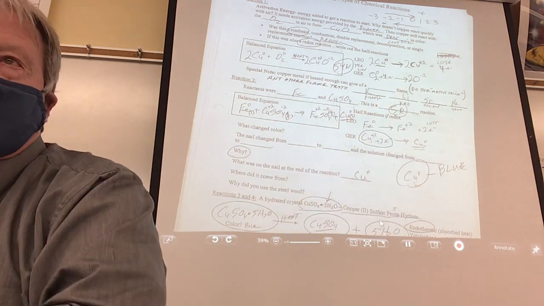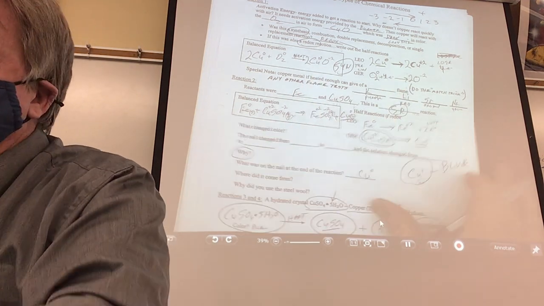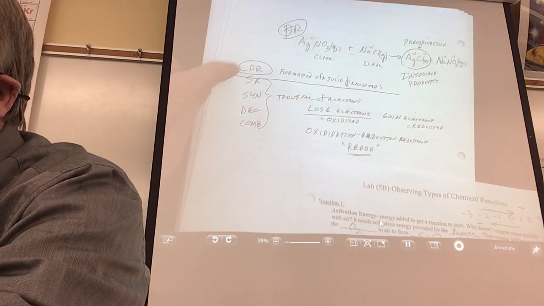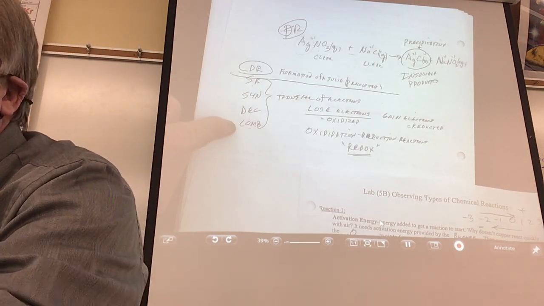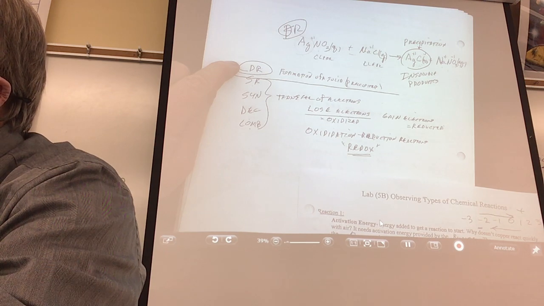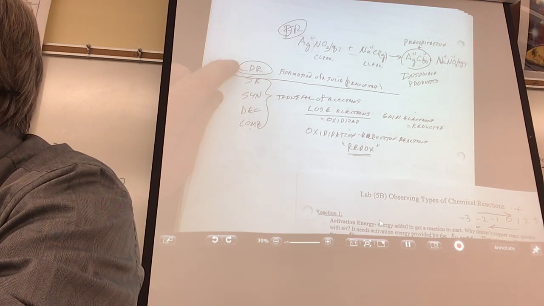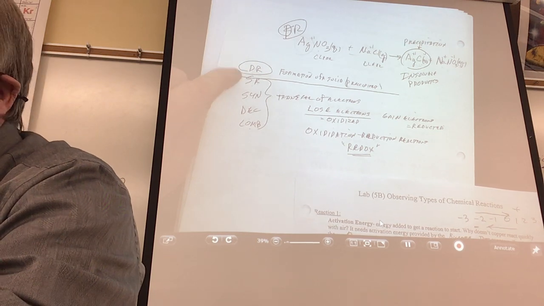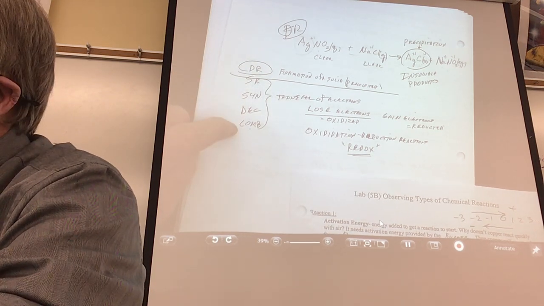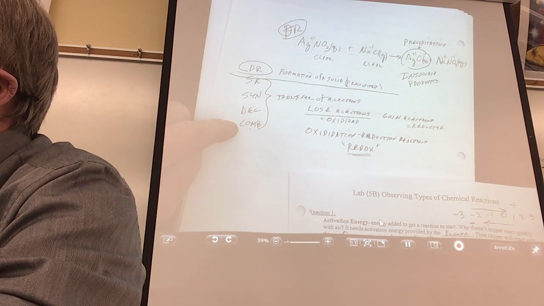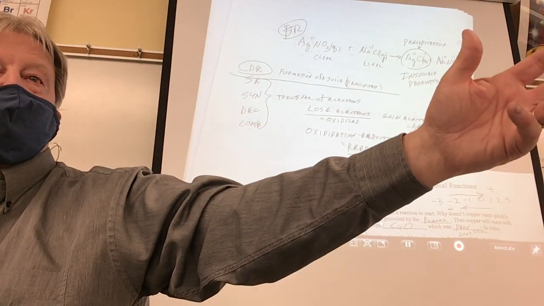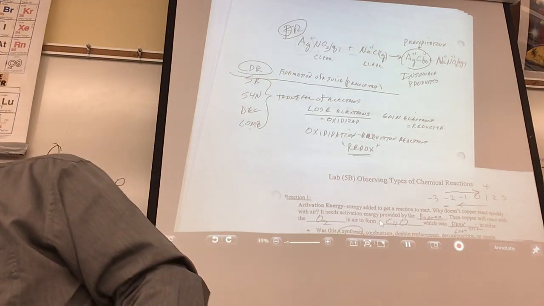Now, I didn't want to spend a whole lot of time on that. I did want to tell you this one more time. Of the 5 that you learned, in only one of them does nobody change their charge. Nobody changed their charge in a double replacement reaction. You get that? But all the rest of these, they're redox. Somebody gains electrons, and somebody loses electrons.